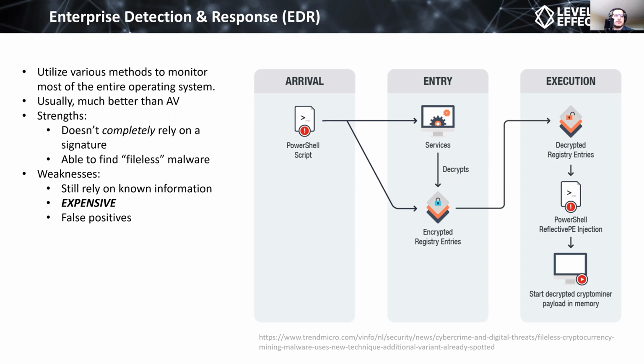So the strengths are it doesn't completely rely on a signature, and since it hooks into so many other places in the operating system, it's able to find things like fileless malware. It's able to find user abuse techniques where users are doing things that they're not supposed to be doing. An EDR can trigger on that as well. If you have fine-grained filters and policies set up that way, you can find DLP, which stands for data loss prevention stuff, so users removing files from the system potentially in an unauthorized way. So EDRs have a lot more going for them.